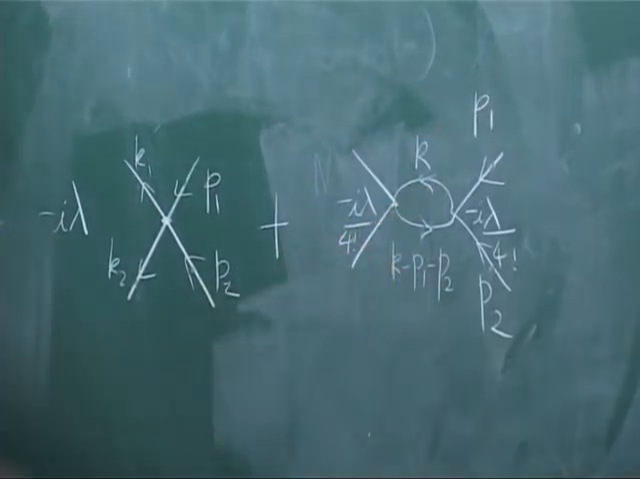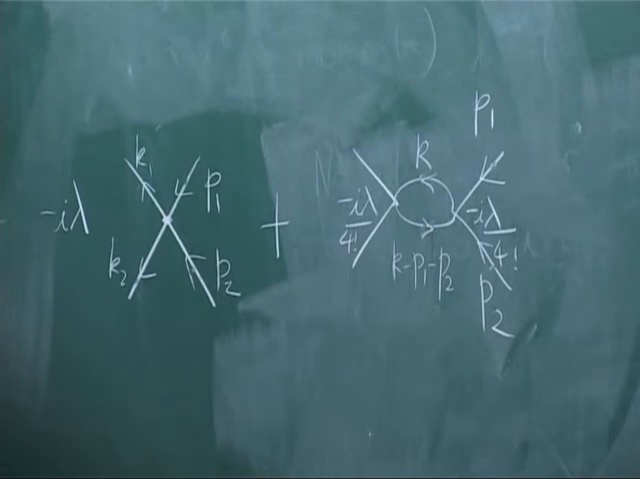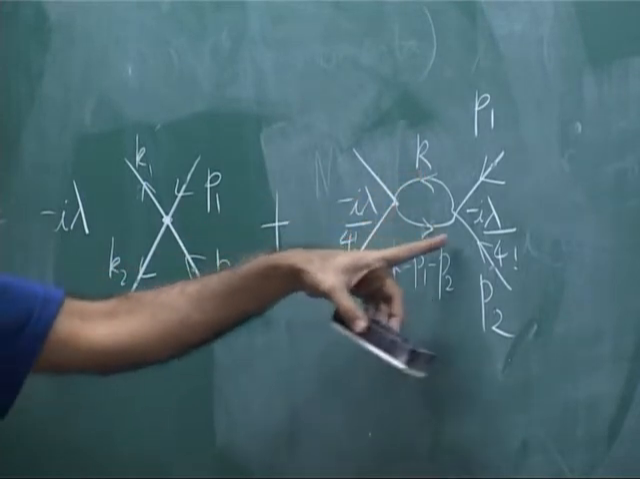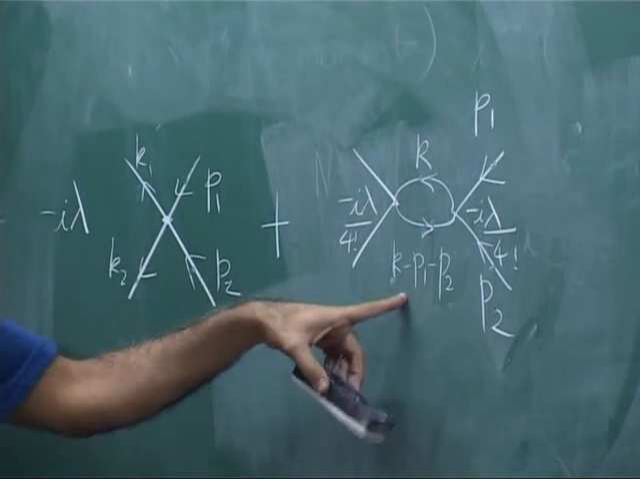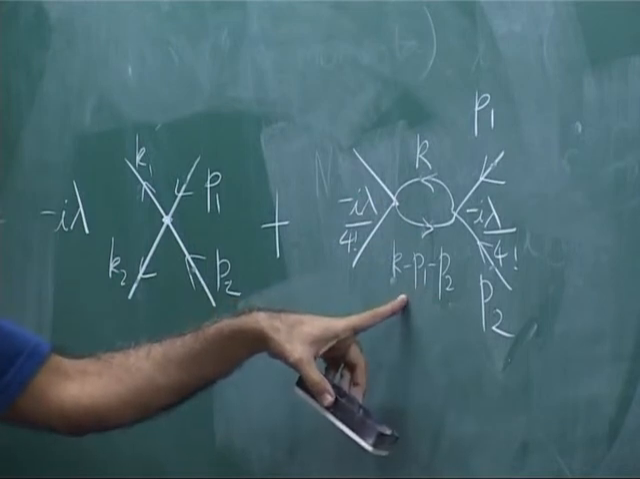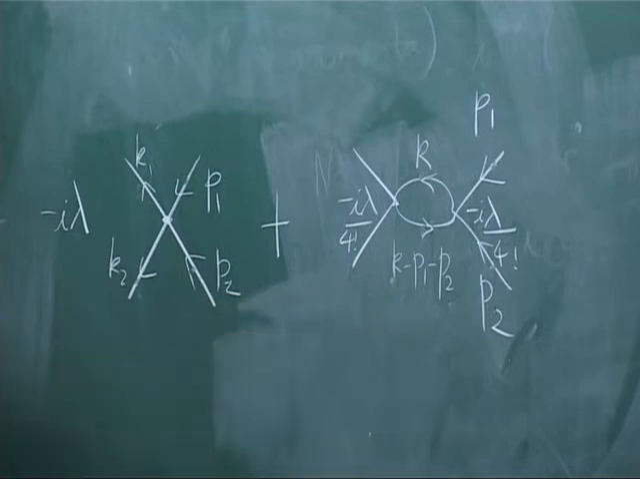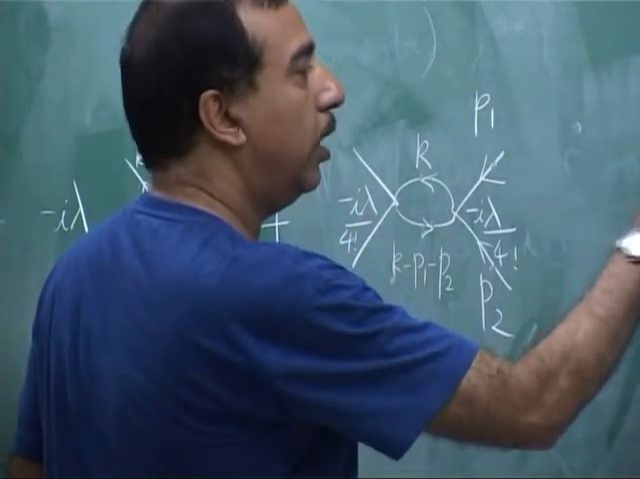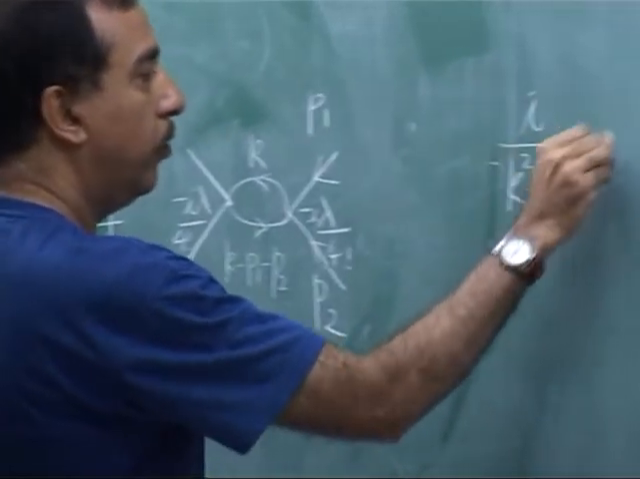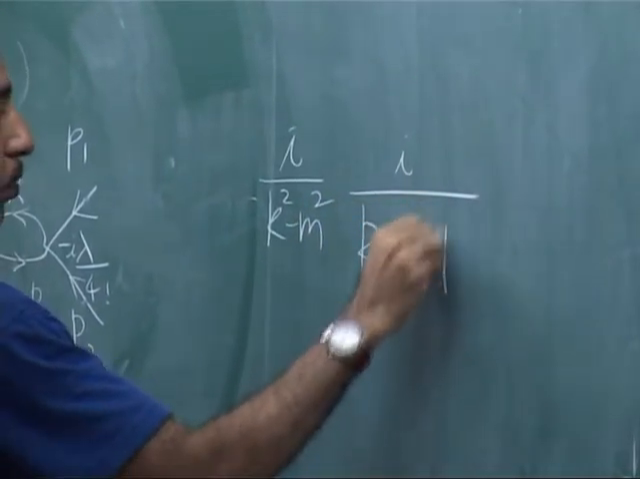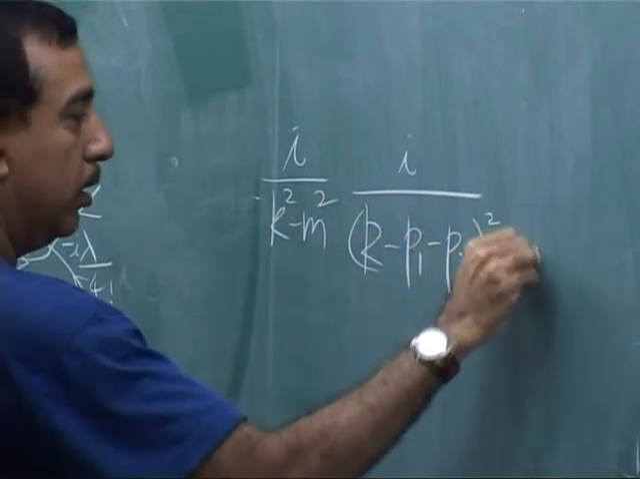And which of these are on shell and which are off shell? P1 and P2 are on shell. Good, so everyone has got it by now. K is off shell in general, and this is K minus P1 minus P2, which is also going to be off shell. Anything which is not manifestly on shell is generally off shell. Okay, so the Feynman propagators for these two are i upon K squared minus M squared and i upon (K minus P1 minus P2) squared minus M squared.